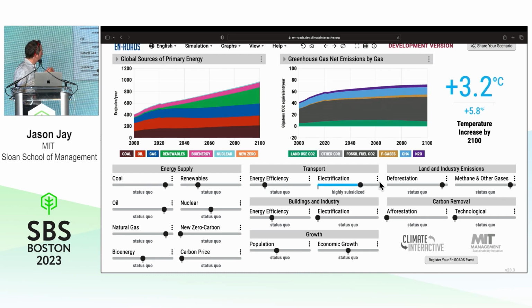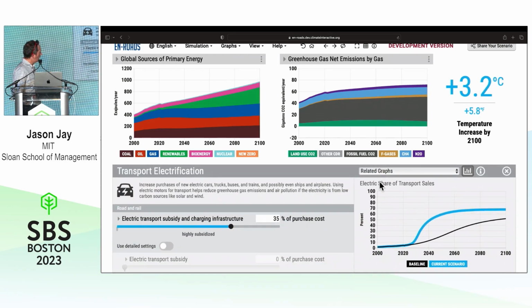Okay, so first of all, let's see, did it work? And the answer is yes. We got a much more rapid electrification of transport here. And then what you can see is that affects the mix of the energy system. It affects the greenhouse gas emissions from the energy system, and then ultimately temperature.